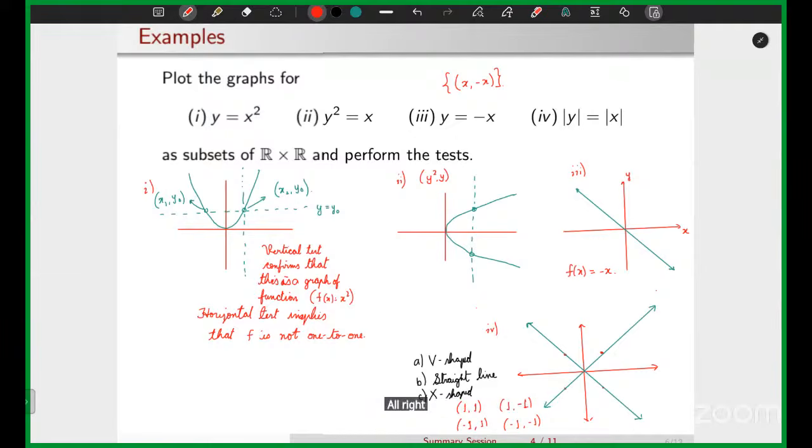Okay, sir, can you show how to solve these two mods together?